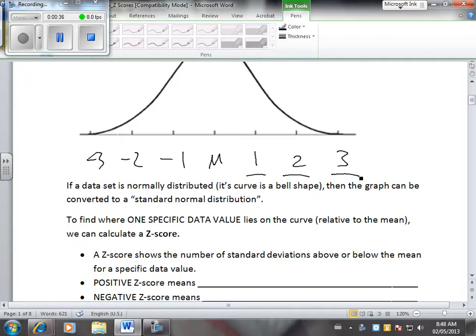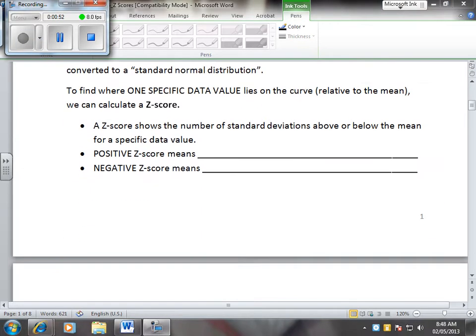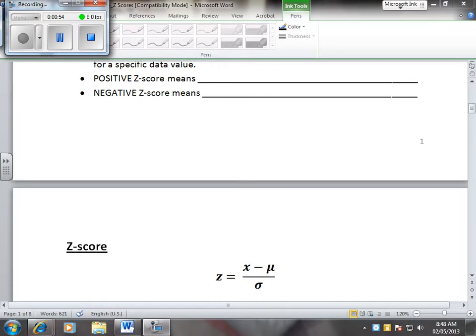So remember that when we work with standard normal distribution, we're going to be working with Z-scores and those Z tables that we looked at. And in that case, we want this bell curve. So mu, 1, 2, 3, because remember that our Z-scores are always within those numbers. So we worked on a positive Z-score and a negative Z-score. Positive Z-score means the data value is above the mean, while negative is below.